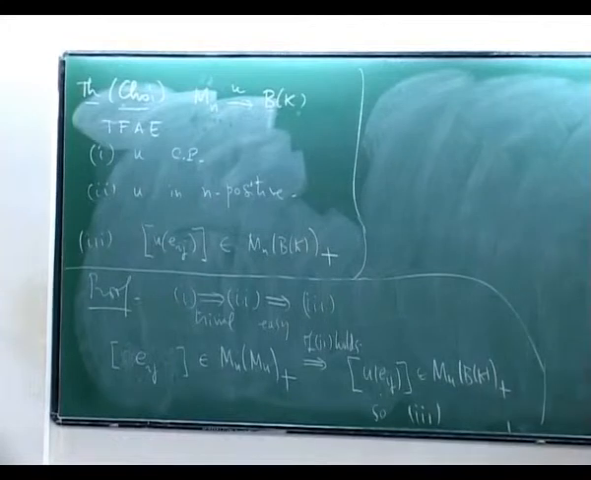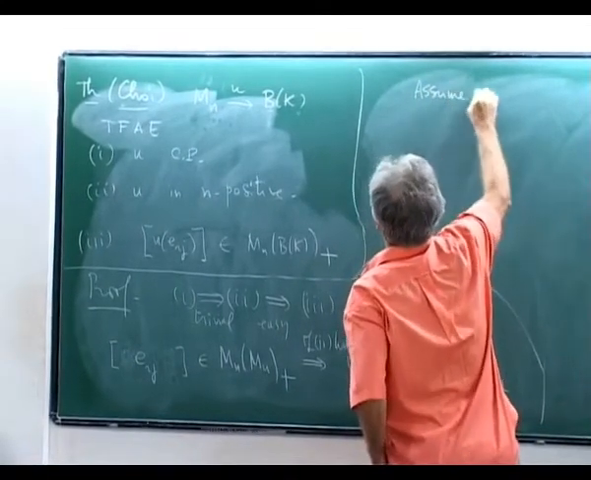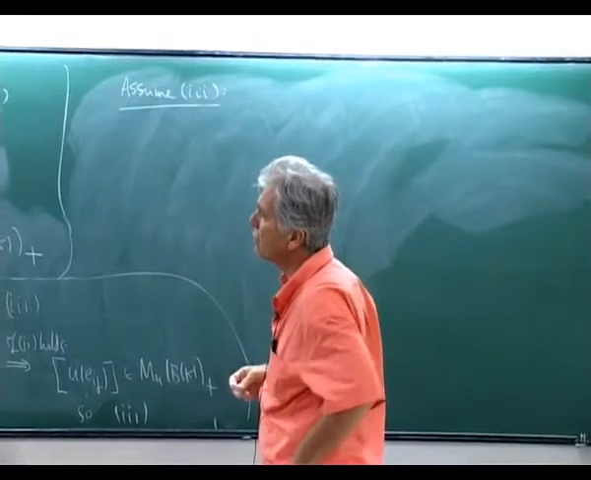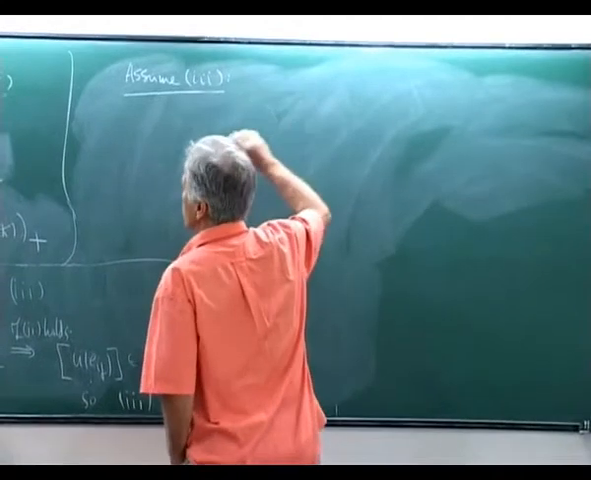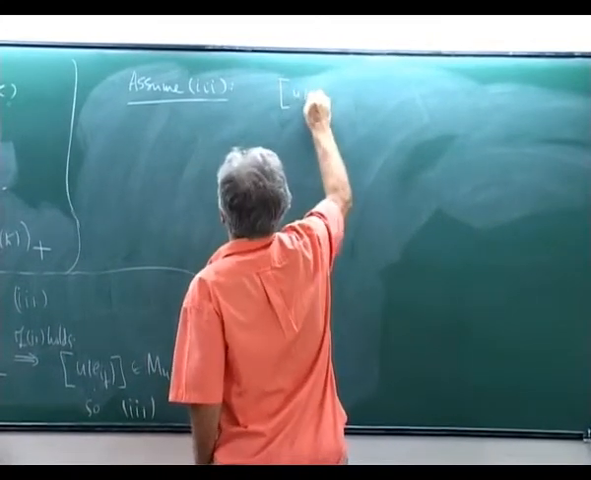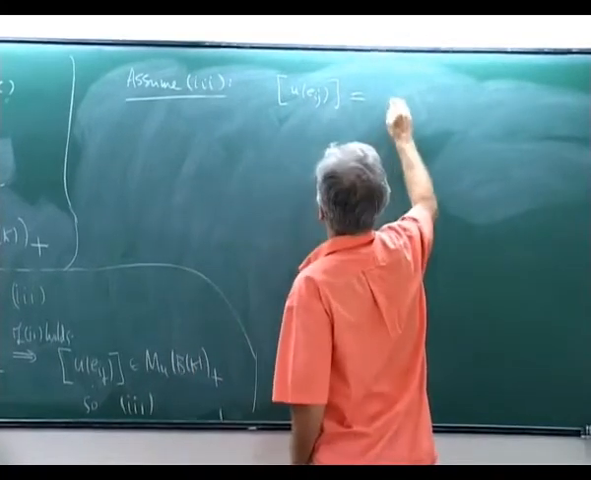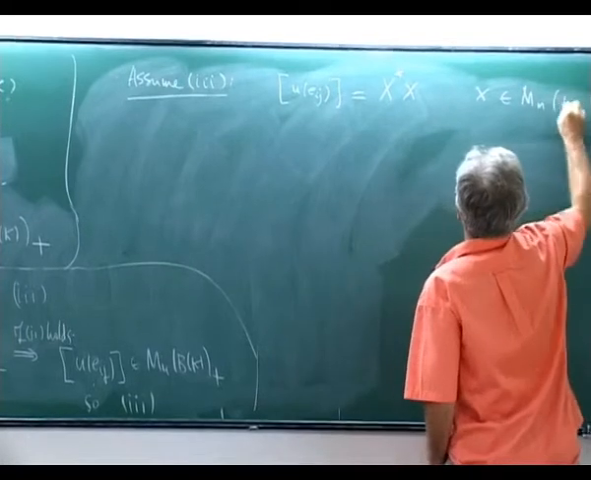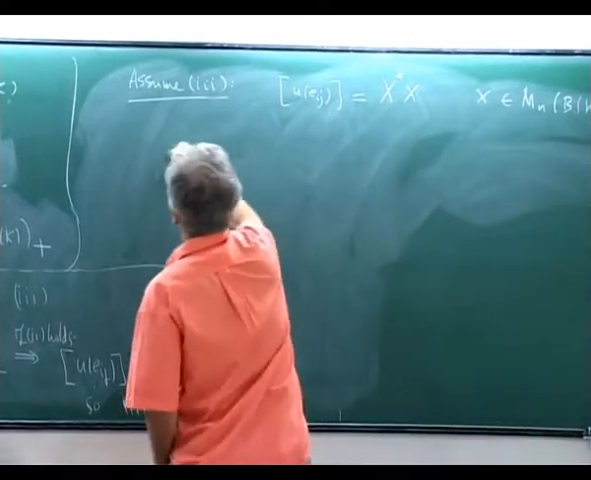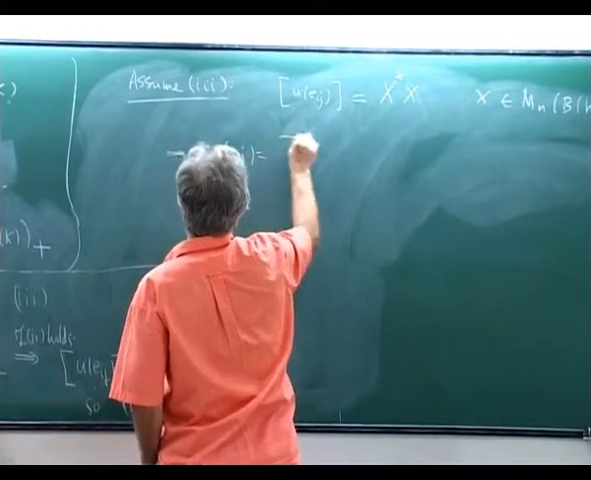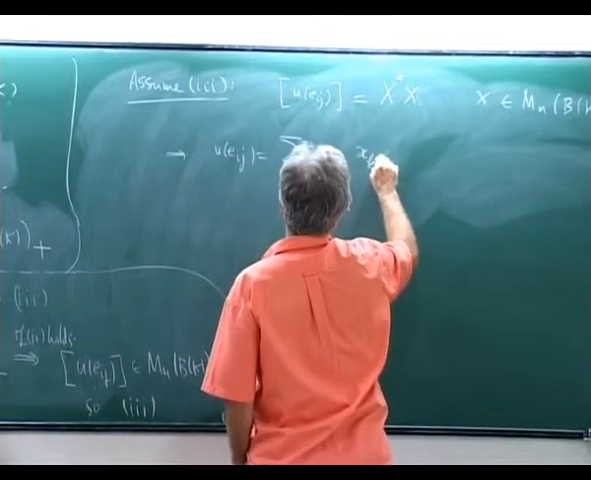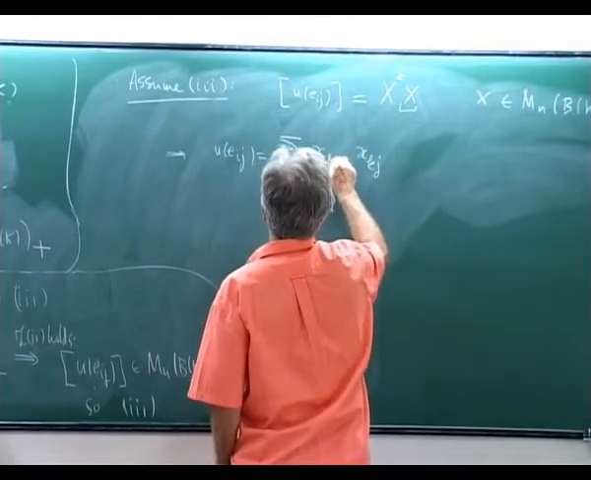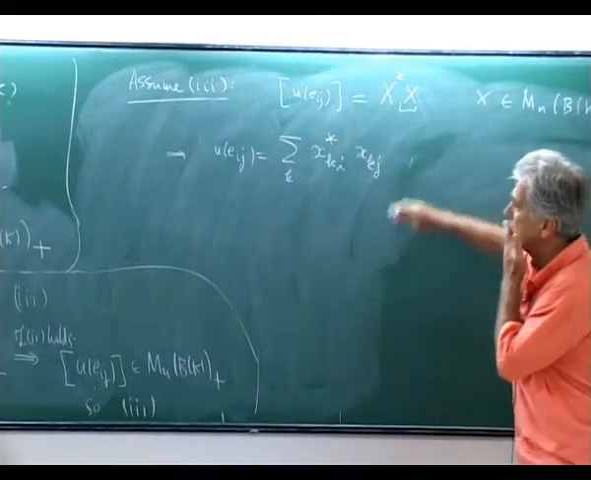So now, why can we go back? Now assume 3, and then we want to go back. As I said, in this theory we often use positive to say that the elements can be written as squares of Hermitian elements. It is clearer to say that if it is positive, we can write this as x star x, where x is in M_n(B(k)). That gives us that U(E_ij) is the sum over k of x_kj star, with the obvious notation, and then x_ki. Okay, this is what we get.